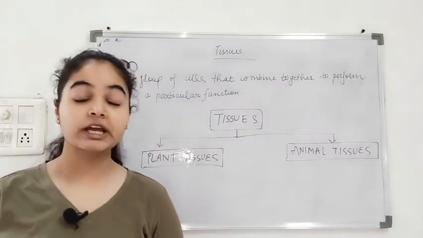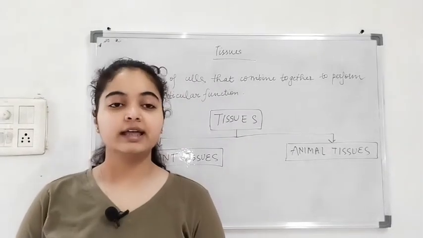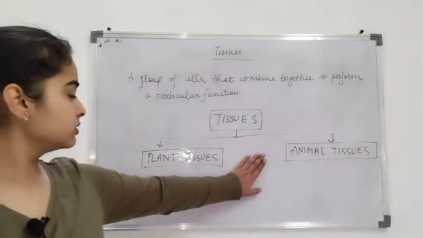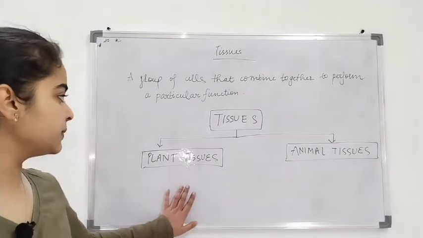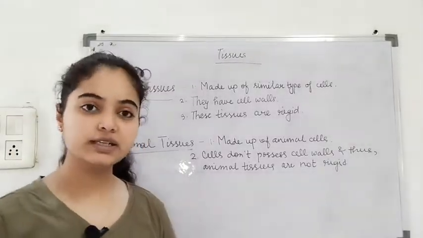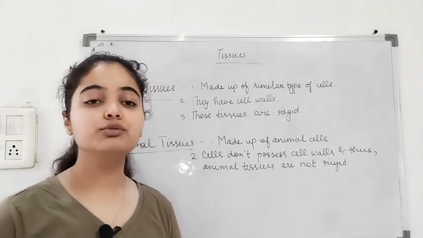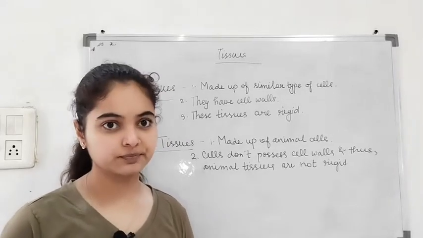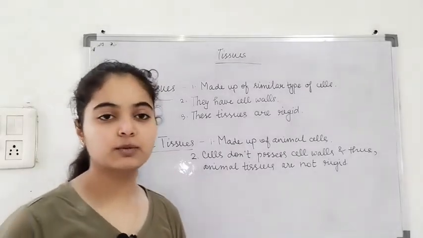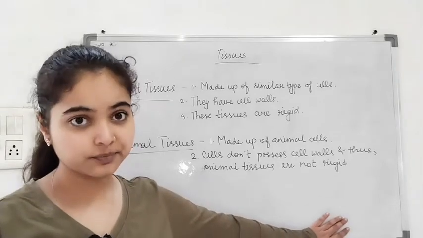What is a tissue? When a group of cells combine together in order to perform a particular function, then that group is called as tissue. Tissues are of two types. First is plant tissue, second is animal tissues. Plant tissues are made up of similar type of cells, and these cells possess cell walls. So due to the presence of cell walls, these tissues are rigid. Animal tissues are made up of animal cells obviously, and due to the lack of cell wall, these are not rigid, these are non-rigid tissues.